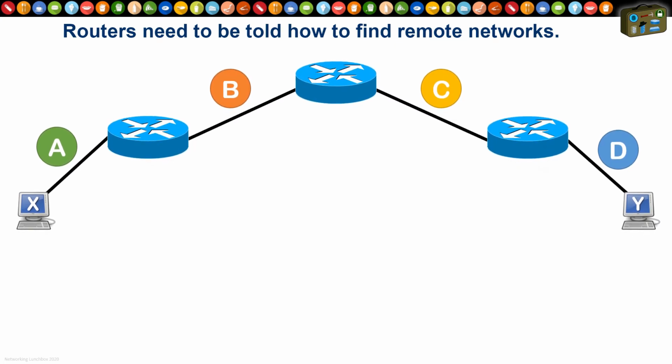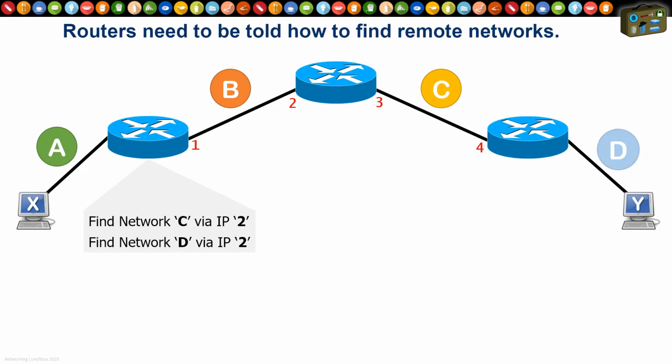So let's, for the sake of this diagram, just put some arbitrary numbers as placeholders so we can navigate our way around this network. So we're going to go to the left-hand router. We're going to say, you know what, if you want to find network C, you need to go to IP address number 2 because that's a directly connected connection, so we know you're going to be able to find it. And if you want to find network D, you also need to go to IP address 2 because that's a directly connected network and that's the only way you can find it.